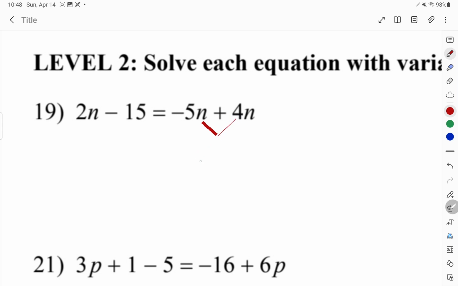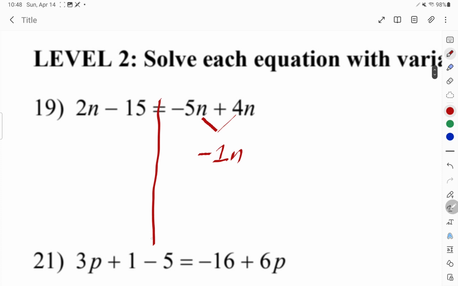Now, this one's going to give me a negative 1n. And then everything else comes down. So we're still doing the line on my equal sign. Everything else comes down. So it's going to be 2n minus 15. All right, equals negative 1n.